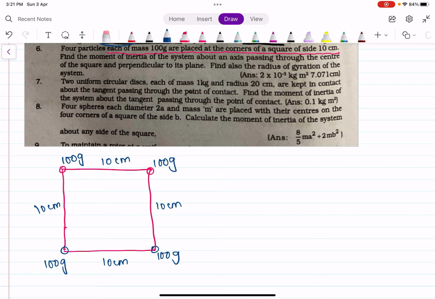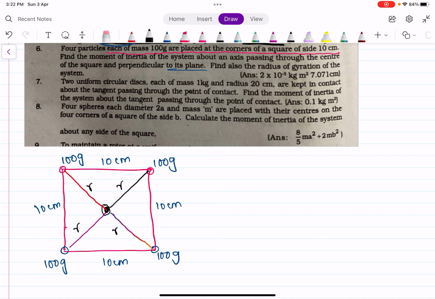10 centimeters like this. The question is, find the moment of inertia of the system about an axis that is passing through the center of the square and perpendicular to its plane. The axis is passing through the center of mass and perpendicular to its plane. So the axis is like this. The distance from the axis to this mass is this much, the distance to this mass is this much, the distance to the third mass is this much, and the distance to the fourth mass is this much. Consider this is r, all are equidistant.